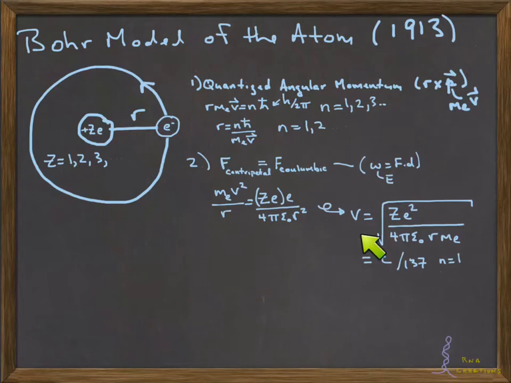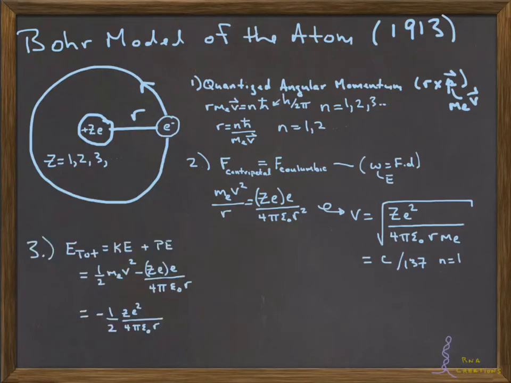If we go ahead and calculate the velocity for a hydrogen atom in the ground state where n equals 1, getting r from up here with n equals 1, we get that the velocity is equal to the speed of light divided by 137, or about 1% the speed of light.